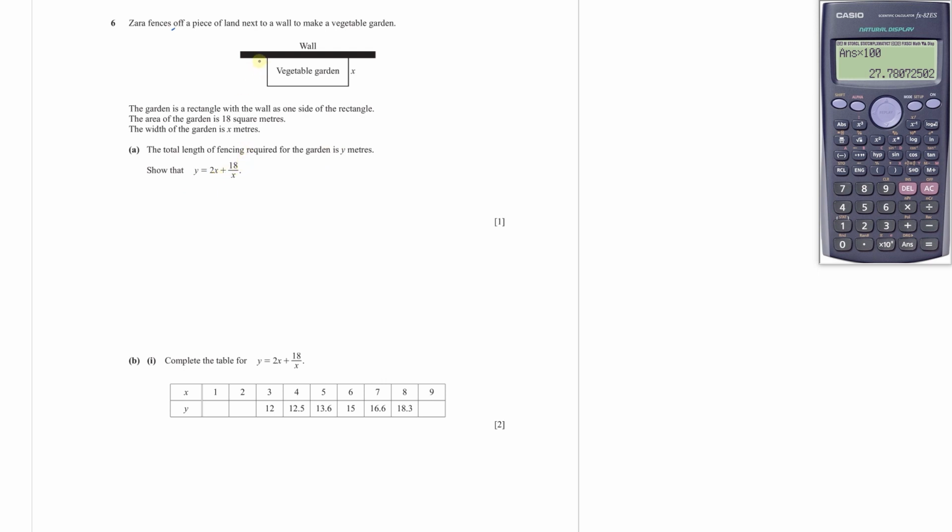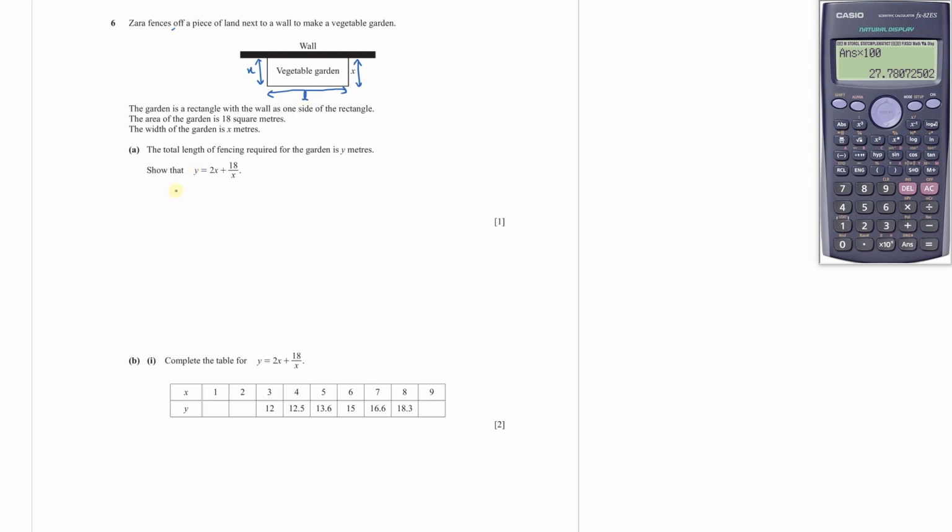So the total fencing required will be this width here, which will also be x, this length here, plus this width, which is x as well. And on this side you have the wall, so you don't need any fencing on this side. So let's call this side L.